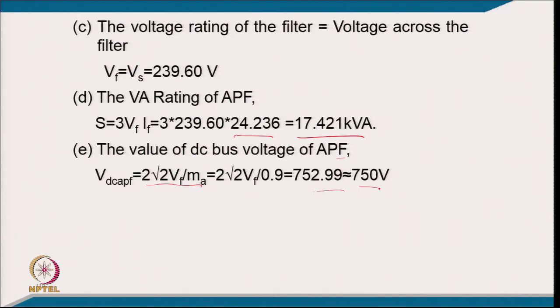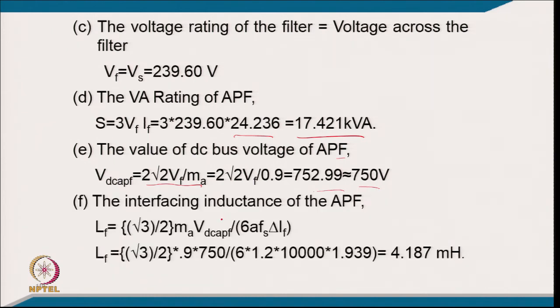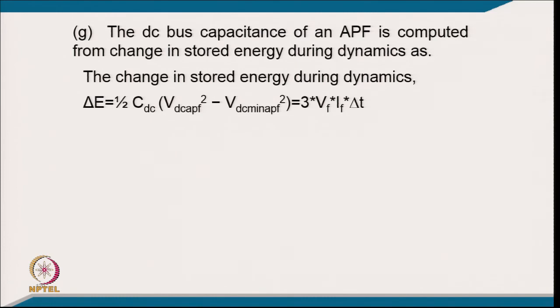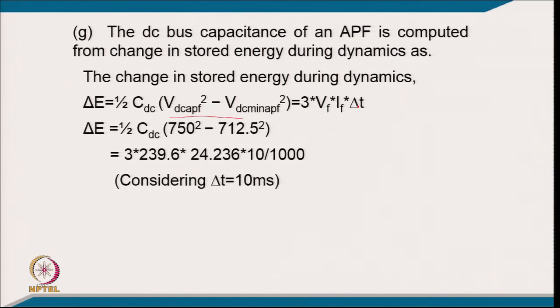So, it comes to 750 volt, and the interfacing inductance of the APF corresponding to the ripple current from this relation, putting in all the values, comes to 4.187 milli Henry. The DC bus capacitance of the active power filter is computed from the stored energy during the dynamics. So, the change in stored energy during dynamics will correspond to this relation which we already discussed many times. So, we say that we allow the voltage to go around 8% less.